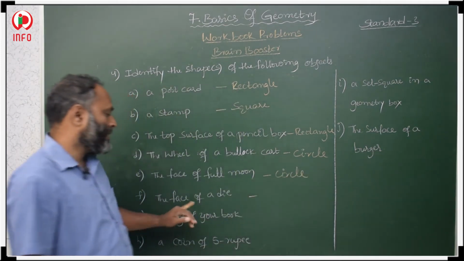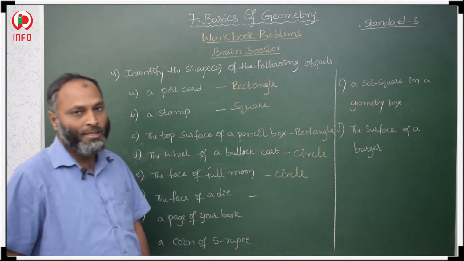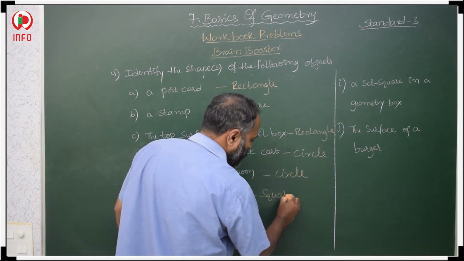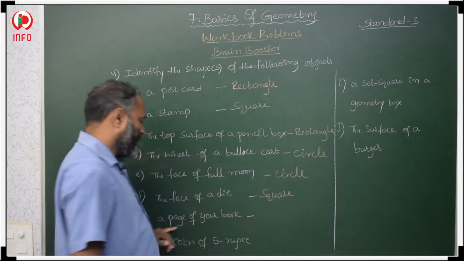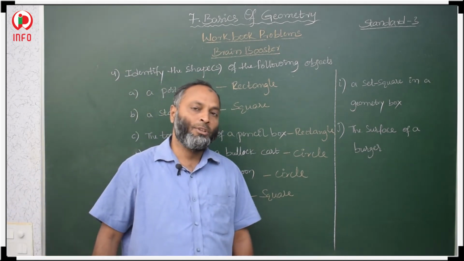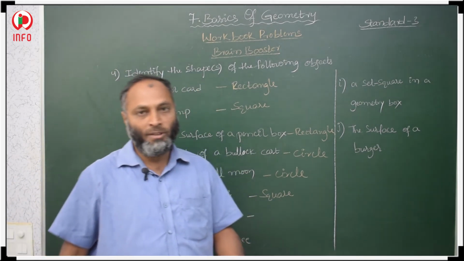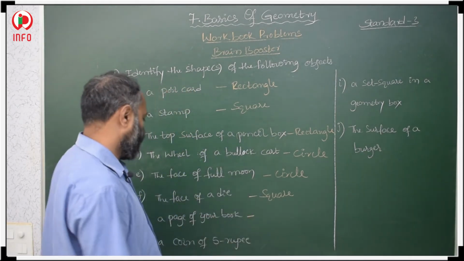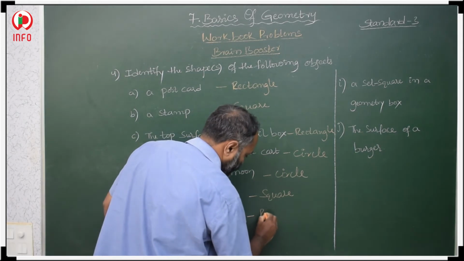Next, the face of a die. The die face is square shape. Square. A page of your book. Some books' pages are in square shape. Some books' pages are in rectangle shape. So once you check, either it is in square shape or rectangular shape. So I am writing here rectangle.